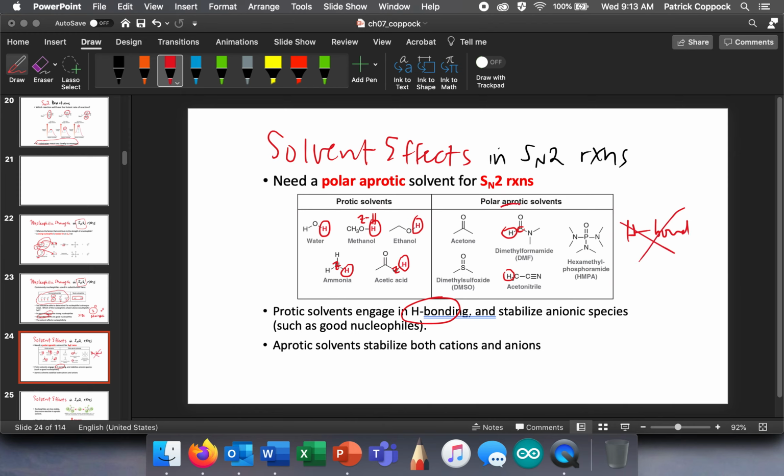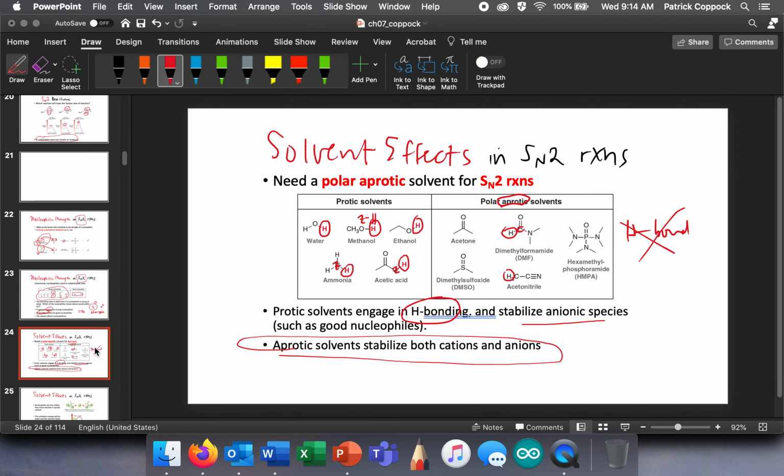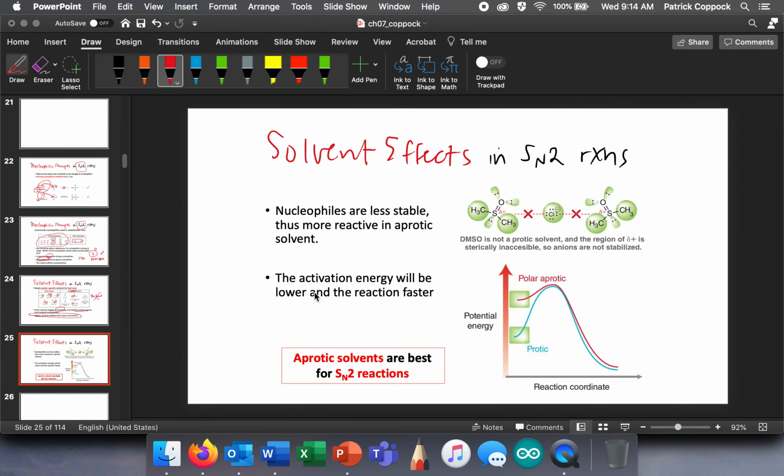Polar aprotic solvents, aprotic means it doesn't have the proton on an ionizable hydrogen. So then here's the reason why. Protic solvents make hydrogen bonding, and they stabilize the anionic species very well, like too well, okay? Aprotic solvents stabilize both the cations and the anions. Let's look at the reaction diagram for this. And this is super interesting.